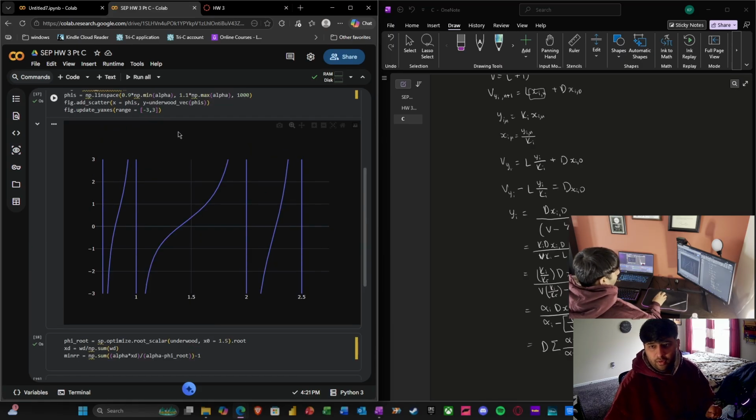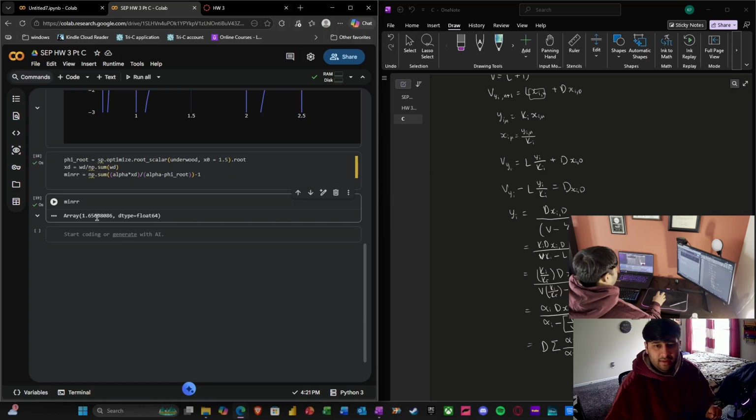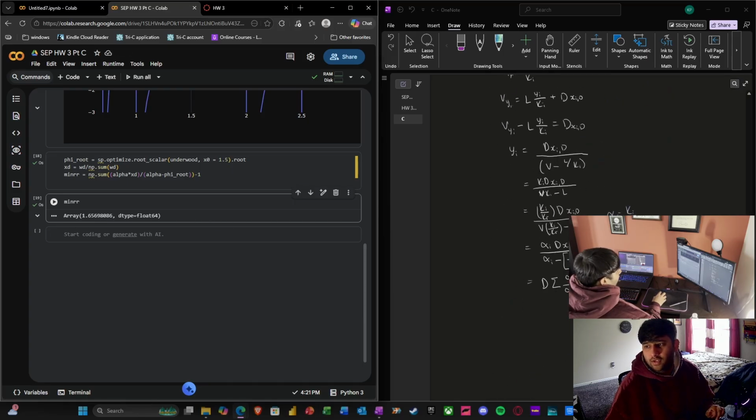So along with finding our graph, we can see that the minimum reflux ratio is 1.65, and that is after deriving the Fenske equation and our Underwood equation.